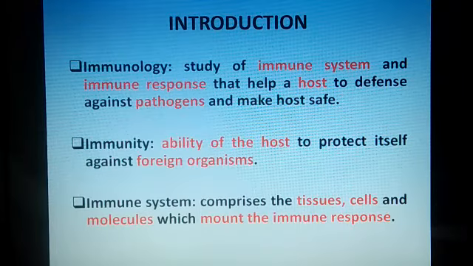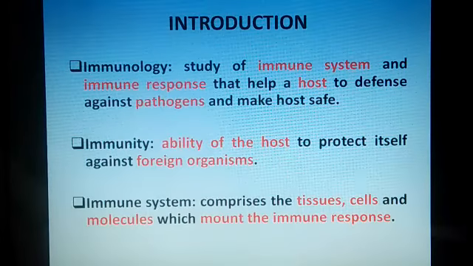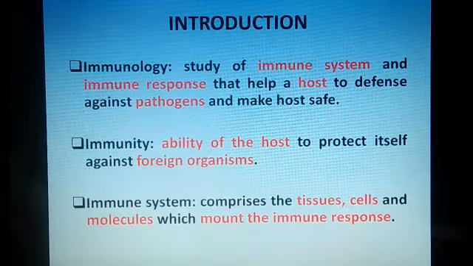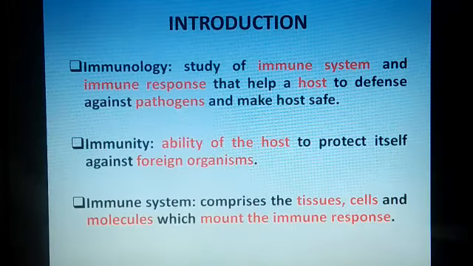Now, here comes another term, antibodies. So what are antibodies? Antibodies are high molecular weight proteins which are produced by specialized B lymphocytes after getting a stimulus by an antigen. Antibodies are also known as immunoglobulins. So students, I request you all, please understand these terms first of all and then proceed further.